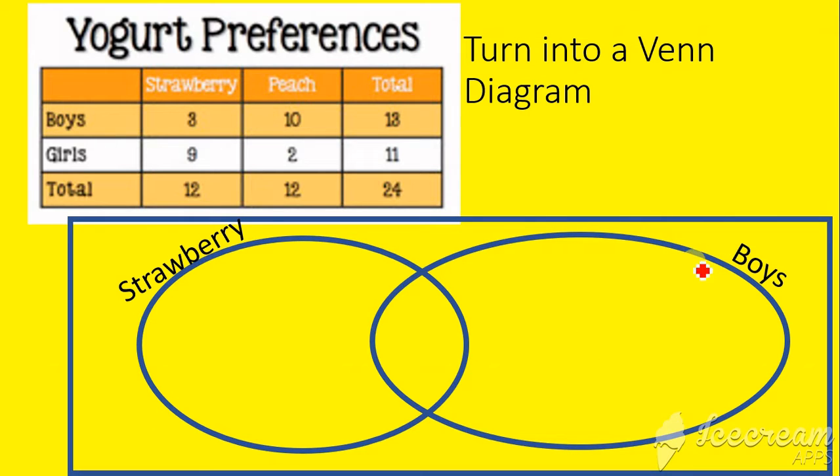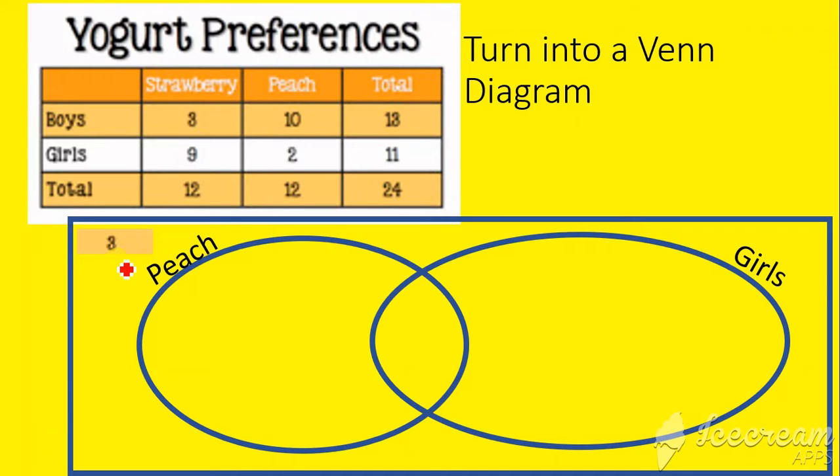It could be boys. Now you do have a little bit of leeway here. There's nothing wrong if you want to make this into the boys or the girls category, or if you want to choose the peach instead of the strawberry. It really makes no difference whatsoever. But we must remember, if this is a peach, then the things that are outside are not going to be not peach. And now what we do is we just fill out all the information we have.